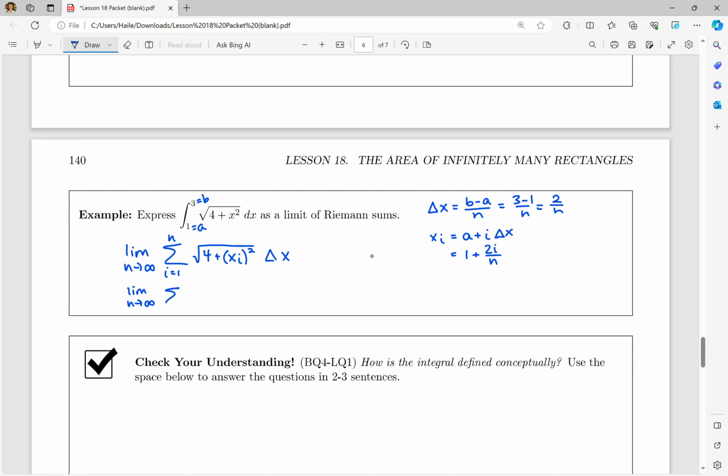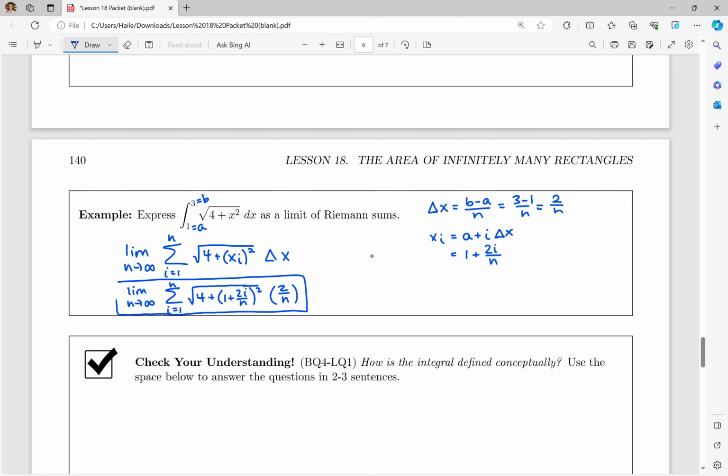So I can plug this stuff in, so I get the limit as n goes to infinity of the sum from i equals 1 to n of the square root of 4 plus the quantity 1 plus 2i over n, squared, times 2 over n. And that is my Riemann sum. So this would be my final answer.